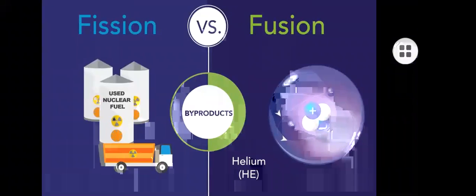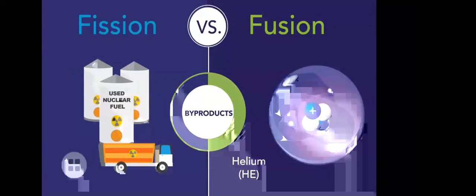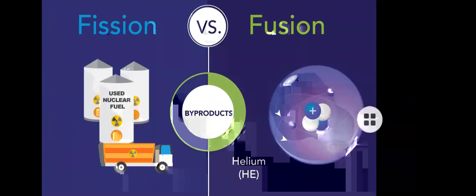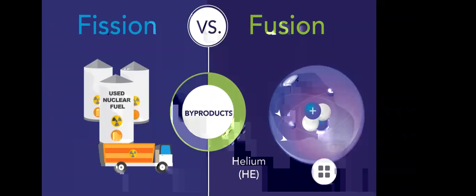Now, fission and fusion byproducts. What are the byproducts of both? In the case of fission, we use nuclear fuel as a raw material, and toxic, radioactive waste is produced. Okay, and in the case of fusion, a helium atom is produced.